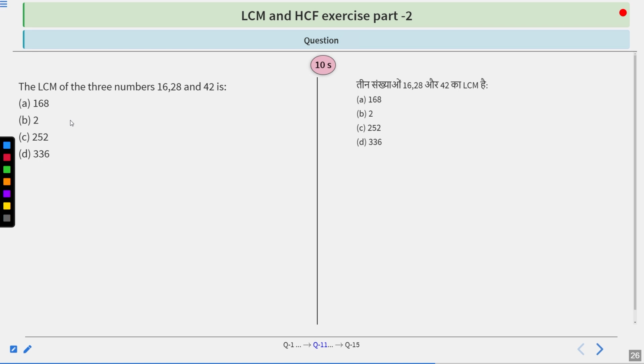The LCM of three numbers 16, 28 and 42 is. Options are 162, 2, 252 or 336.